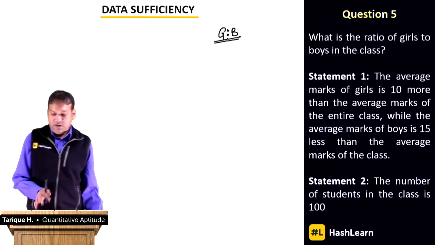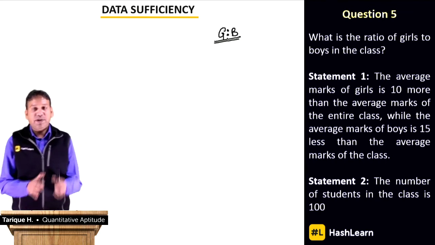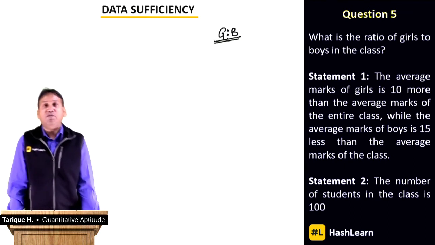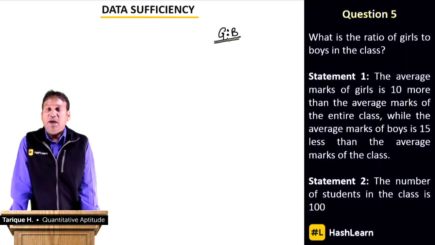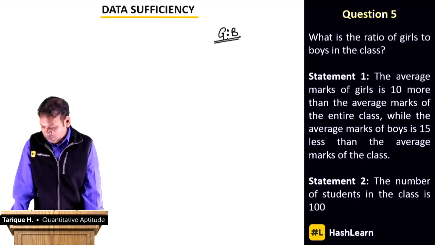So I'll give you some time here. Look at the question. Basic question, average. What is the ratio of girls to boys here? To find out, use a pen and paper and try with statement 1. Can you solve and get the answer from statement 1? And then try from statement 2. Then we'll see can this question be answered or not.